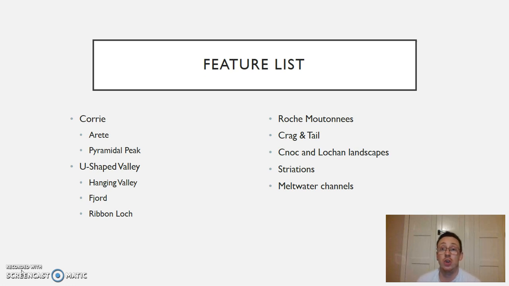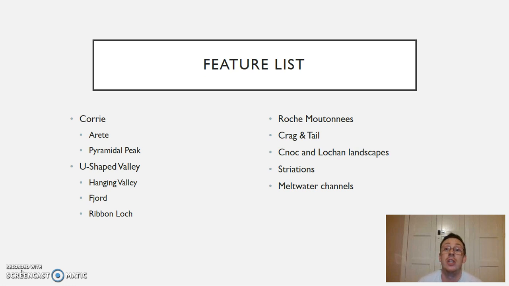Now, the good news is the two main features, corries and U-shaped valleys, happen to comprise another 5 features just in their own formations, with the addition of a line or so on at the end of the formation. Those are, for corries, arêtes and pyramidal peaks, and for U-shaped valleys, hanging valleys, fjords and ribbon lochs.